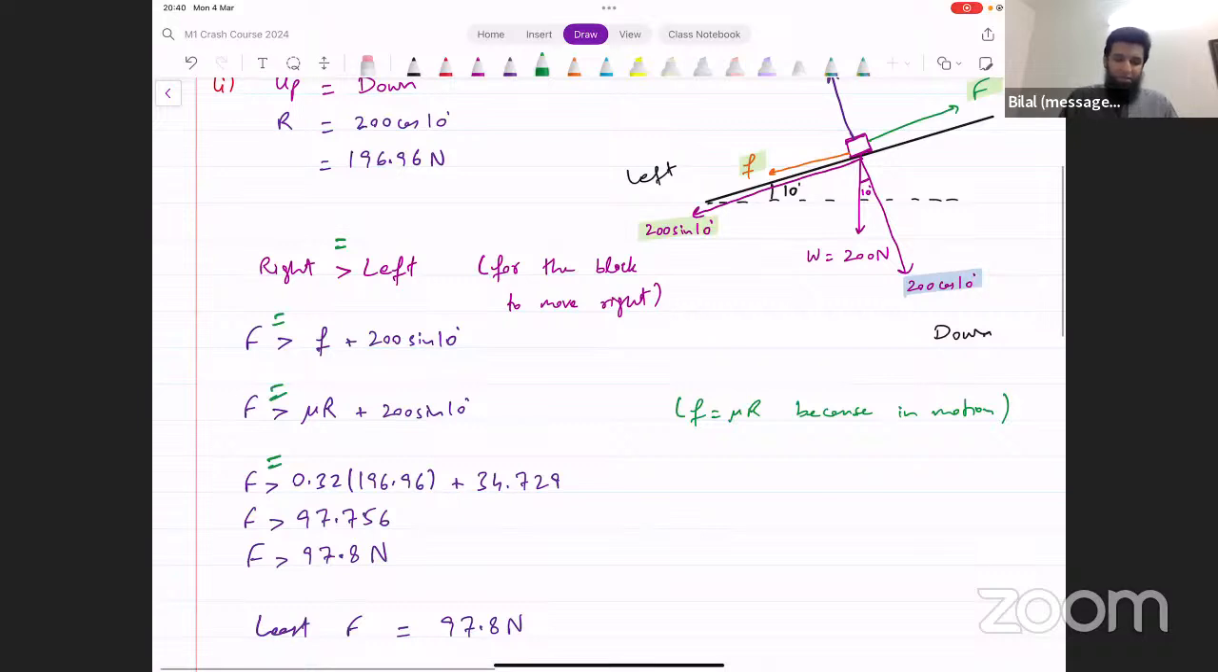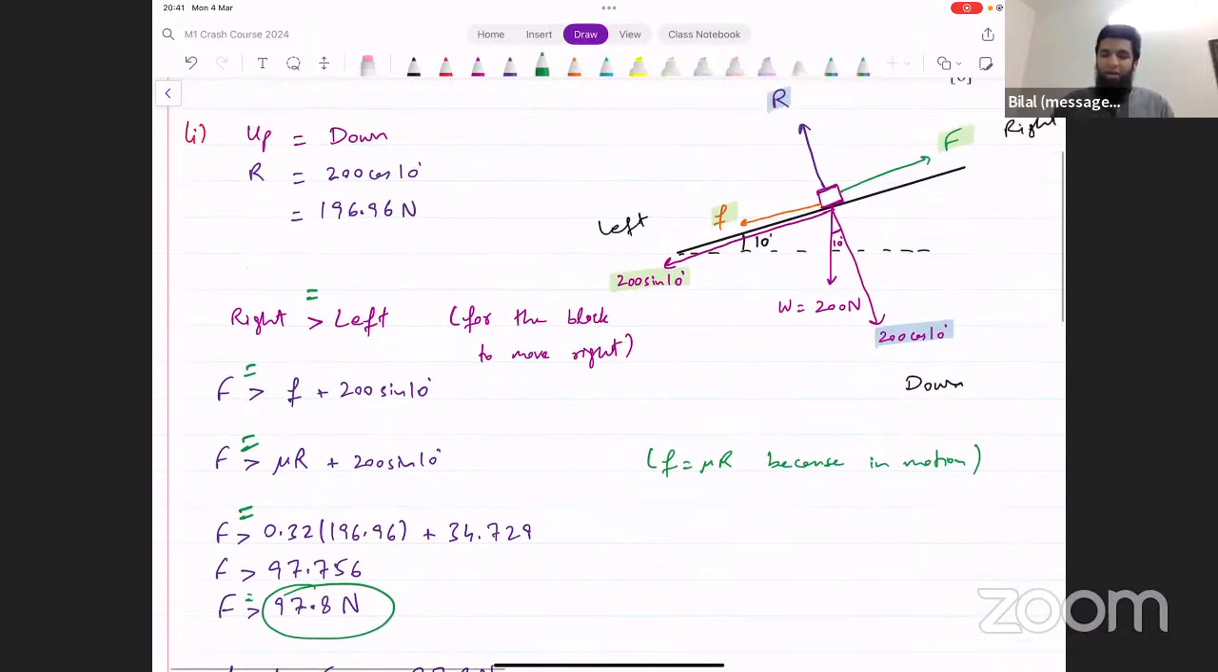You would get the same result at the end, 97.8, and you would say 97.8 Newton acting in this direction would make the object be in limiting equilibrium. Okay, so that's the cutoff point at which if you were to even slightly increase the force a bit more, the object will start moving.